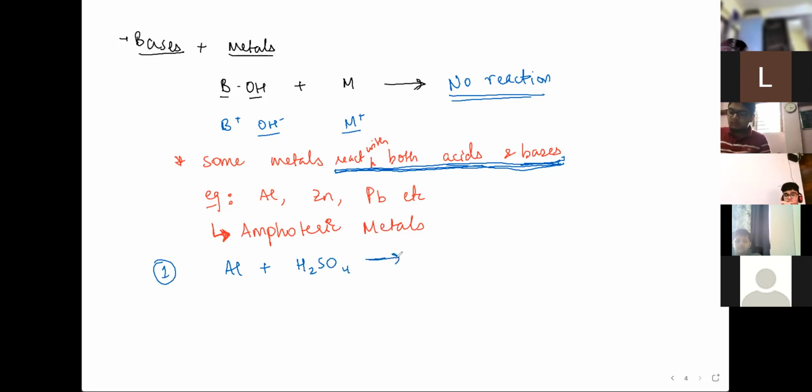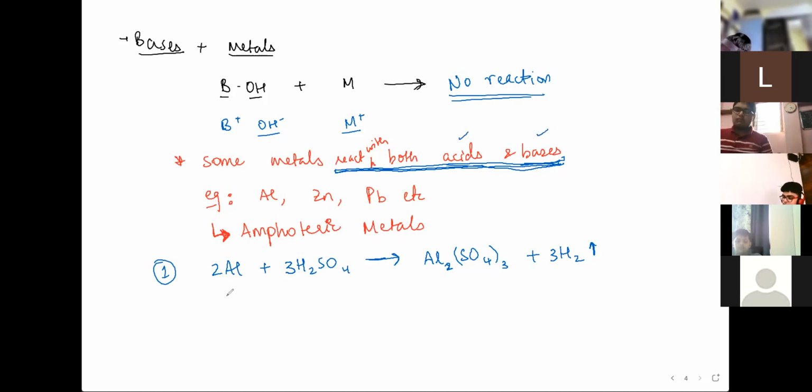This product you guys can predict easily. Now this concept has come. Aluminium sulfate, aluminium and sulfate. Then take the valencies and use the crisscross method. The valency of sulfate is 2, so this would be 2. The valency of aluminium is 3, so SO4 would be 3, plus hydrogen gas. Just balance it, so this would be 3, 3, and this would be 3. Now the reaction with acid is done.